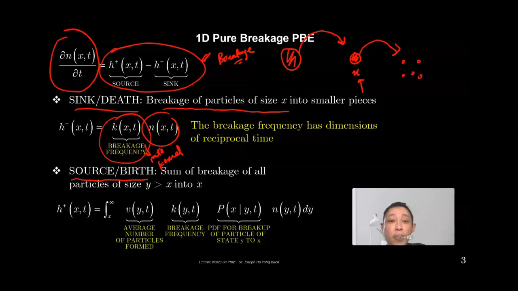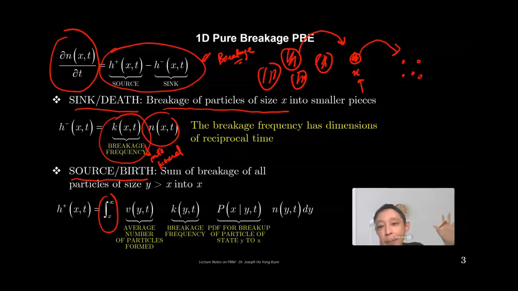For the birth term, we need to sum up all the particles that are larger than x, because all the particles that are larger than the size x have the potential of breaking into the size of x. So this is what the integral means here. We integrate over the entire domain of the internal coordinate from x to infinity. That means all the particles that are larger than x will break into the size of x. That is what is meant by the integral here.